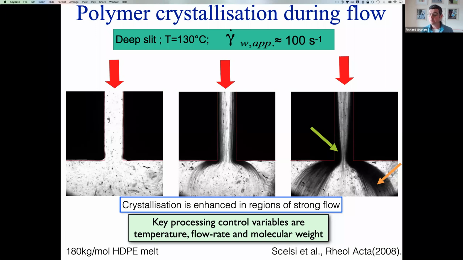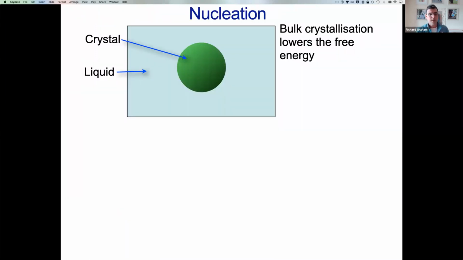And the types of variables that processors use to control this are the temperature, the flow rate, and the molecular weight of the material that you're processing. They generally don't like to change their equipment, but they can change what they put in, how hot it is, and how quickly it goes. So the central idea around flow-induced crystallization is that somehow the flow helps nucleate the initial crystals, and that templates the growth for the kind of crystallization you were seeing in the previous slide.